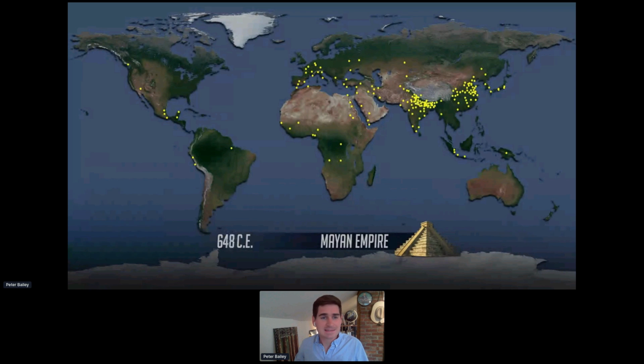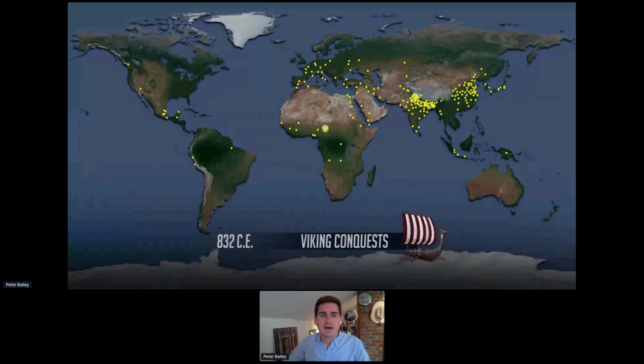You'll notice that in the Americas, we don't see that many yellow dots. That, of course, does not mean there are not millions of people living there, but they're much more spread out. And people are not settling down in communities as early on as they were in the East. So that's why we see fewer yellow dots at this time.